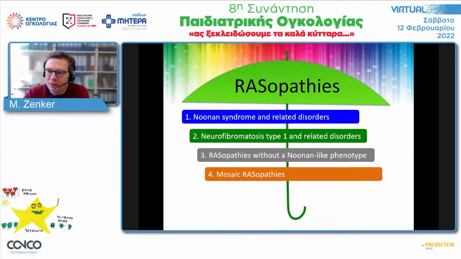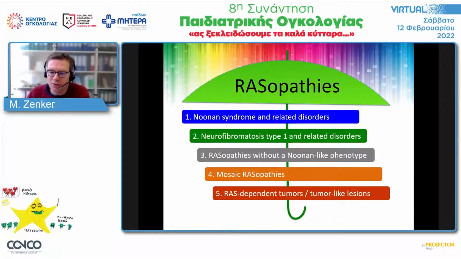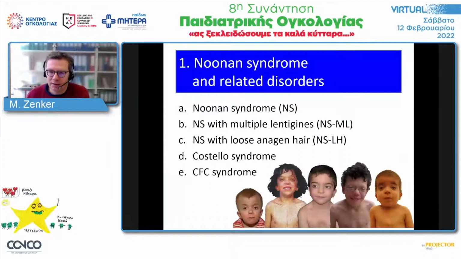And under this umbrella of these widely variable syndromes and disorders of Rasopathies, we now have a number of categories. So one is Noonan syndrome and the related disorders, and neurofibromatosis. I will talk a little bit about Rasopathies that do not have the Noonan-like phenotype, mosaic Rasopathies, and if we want, we can also count under this umbrella the RAS-dependent tumors or single tumor-like lesions that have RAS or RAS pathway mutations. The first three categories are caused by constitutional mutations, and the other one by somatic events.